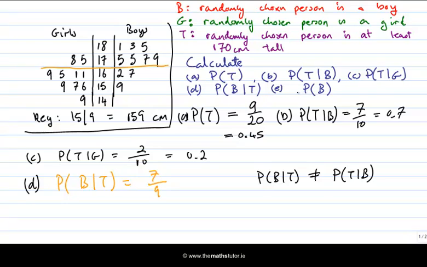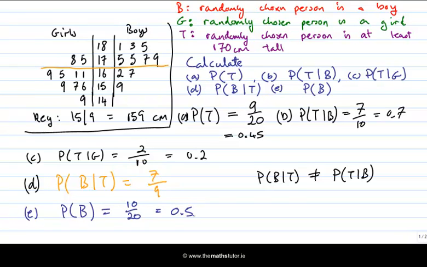And finally, we'll work out the probability of B. Well, that's easy. The probability of B is the number of boys over the total number of people. So it's 10 over 20. You just count them up there. You see there are 10 boys and there's a total of 20 people. So that's 0.5.